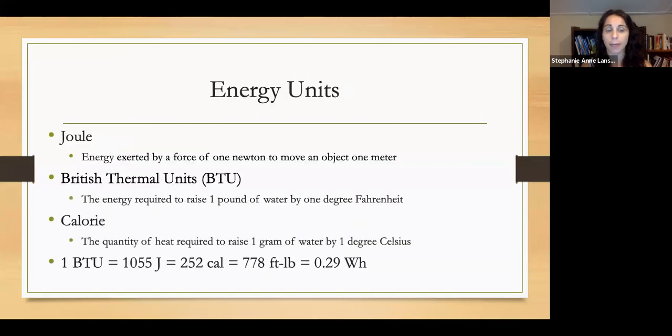So when we think about energy units, we have joules, which is defined as the energy exerted by a force of 1 Newton to move an object 1 meter. We have BTUs, British thermal units, which is the energy required to raise 1 pound of water by 1 degree Fahrenheit. We have a calorie, which is the quantity of heat to raise 1 gram of water by 1 degree Celsius. And again, through unit conversions, all of these are related.